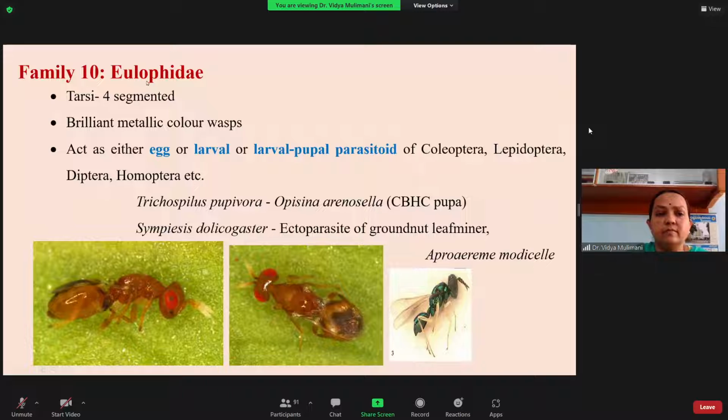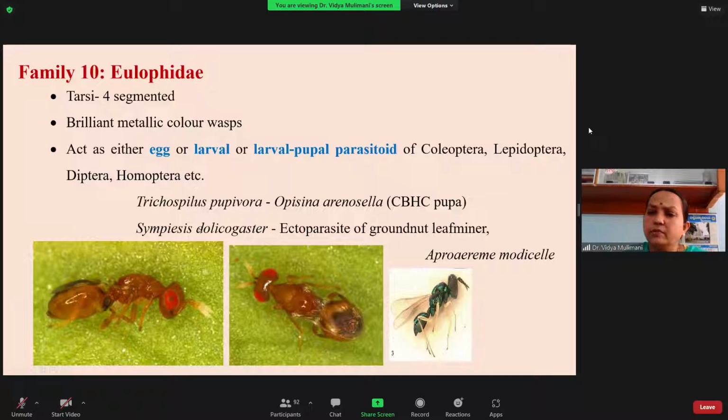So you have diversity within the Eulophidae. They may attack the egg or larval stage, or be larval-pupal parasitoids of the major orders like Coleoptera, Lepidoptera, Diptera, and Homoptera. Example: Trichospilus pupivora. You can see in the name itself, you have the pupa. That means it mainly attacks the pupa of the coconut blackheaded caterpillar. So Trichospilus pupivora is a pupal parasitoid of the CBHC.